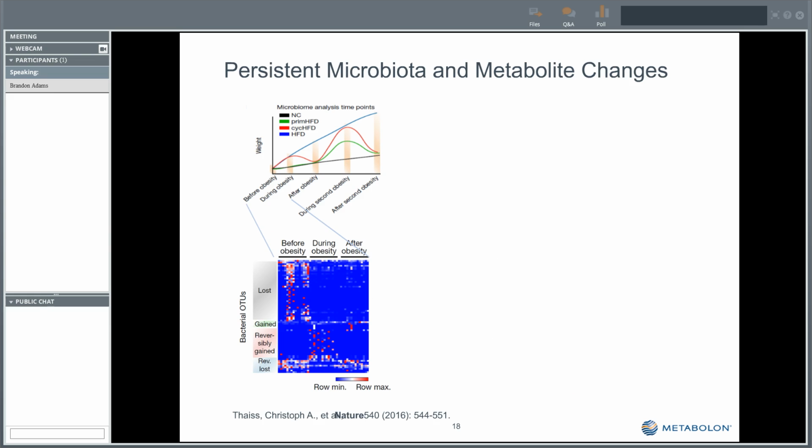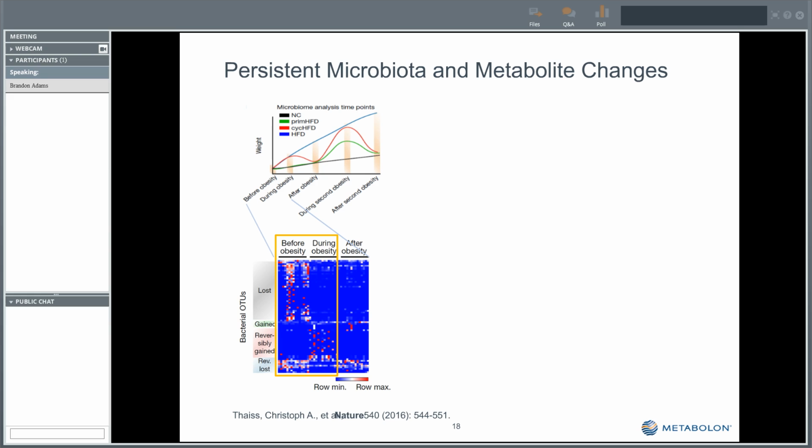So based on this data, the investigator hypothesized that the preceding weight gain and loss cycle has predisposed the animal to accelerate weight gain after refeeding the high-fat diet. And so they turned to metabolomics and microbiome profiling.